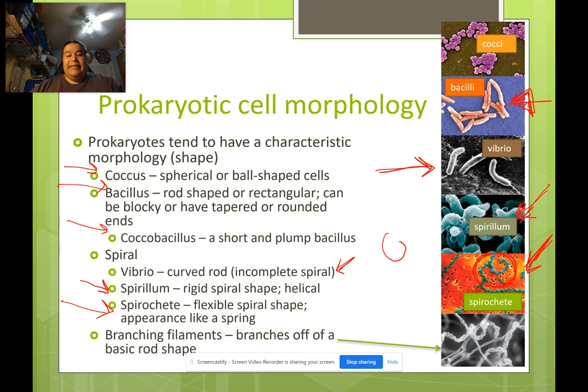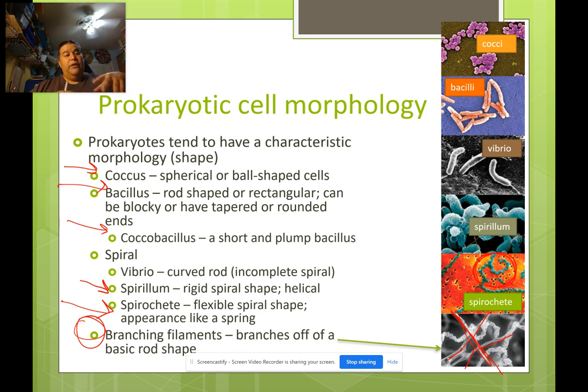Now, the last type that we have is what we call branching filaments. So you've got kind of a rod shape, okay? But then you've got these branches coming off of it, almost like a tree, okay? So it isn't necessarily a simple shape of a sphere or a rod or a spiral. Now you've got this branching to it that you didn't see before. All right.